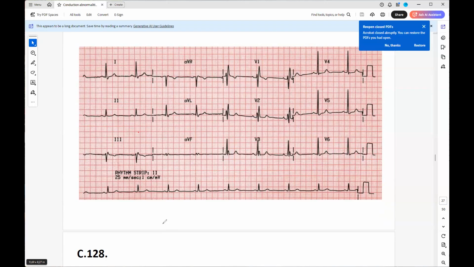I was kind of confused with the axis because lead number 1 was definitely positive, but AVF, I wasn't sure how to determine such a flat. Zero. What does it mean? The axis is perpendicular? Exactly 0 degrees. That's okay. Good. Okay, go on.